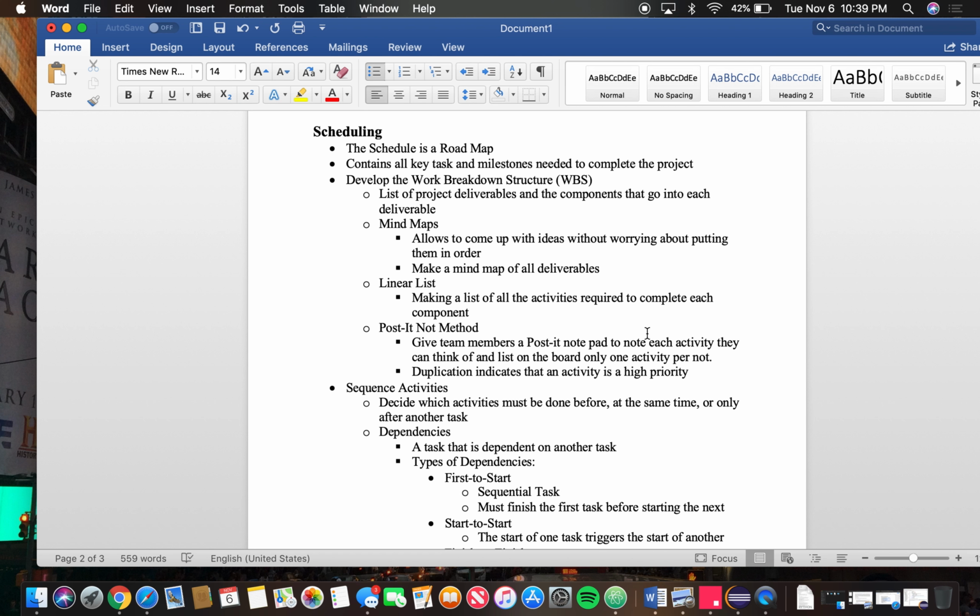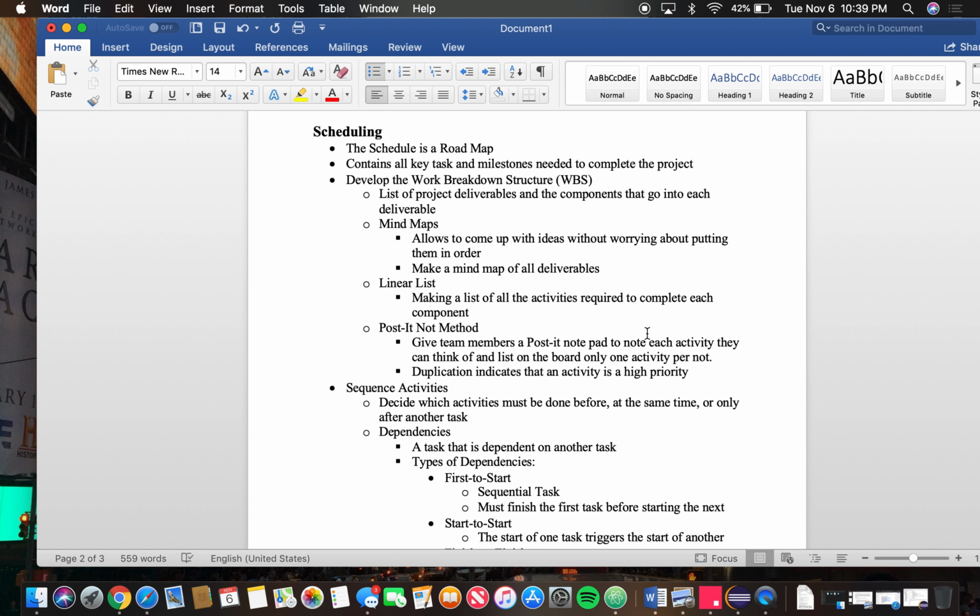To do this, you develop the work breakdown schedule, which is a WBS. In that, you make a list of project deliverables and components that go into each deliverable. By that, you make mind maps, which allow you to come up with ideas without worrying about putting them in order. Make a mind map of all the deliverables that you have.